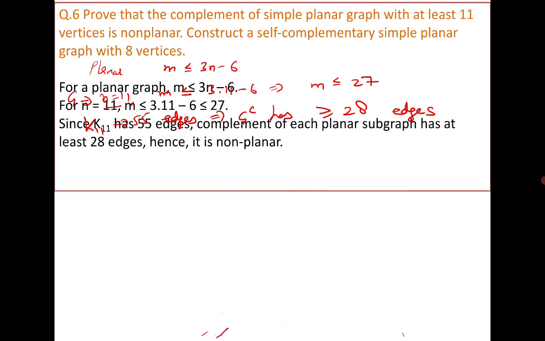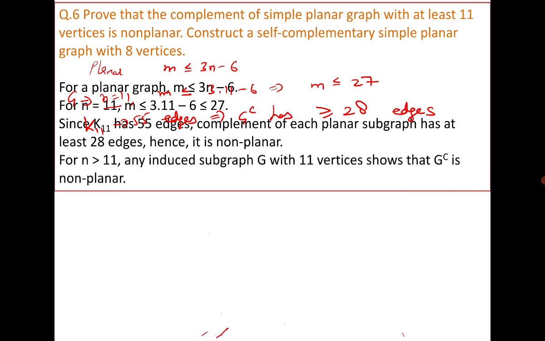You can also try to prove it using Euler formula or by contradiction. And then it says that also try to construct a self-complementary simple planar graph with 8 vertices. So if the order is greater than 10, then there cannot exist a self-complementary planar graph, because its complement would always be non-planar from this result. And this is why we are looking for a self-complementary graph with 8 vertices.